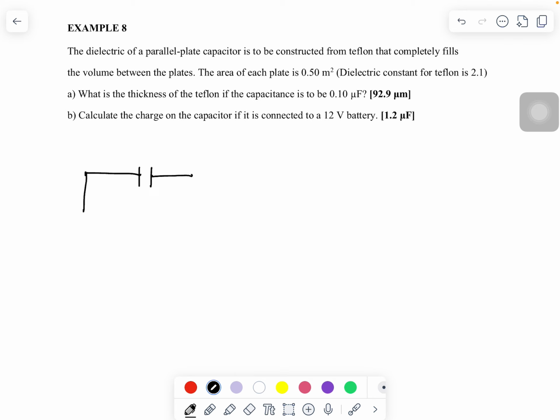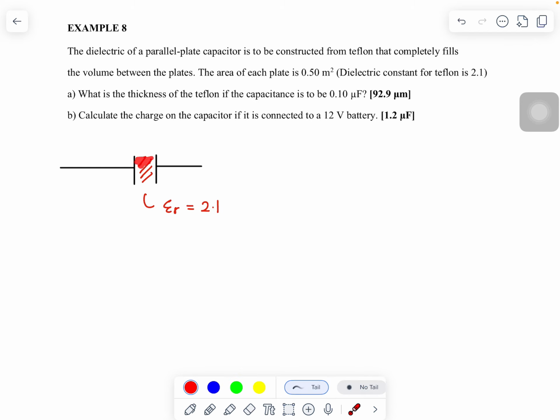Okay, in between the capacitor. Okay, it doesn't say here if it's connected to a battery. Okay, so kita lukis macam ni sajalah. Okay, so here is the dielectric. Given that the dielectric constant 2.1, okay, it completely fills the gap here. Then area 0.5.